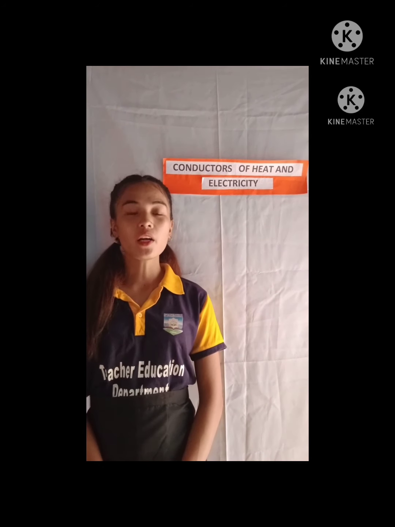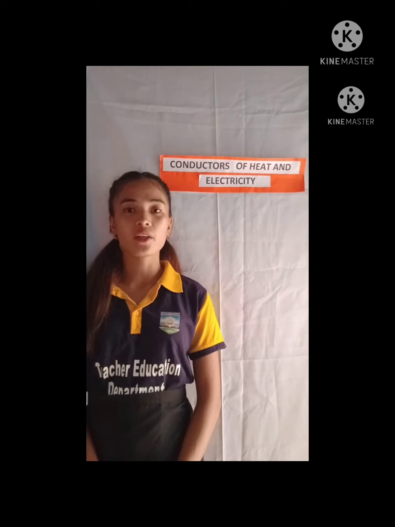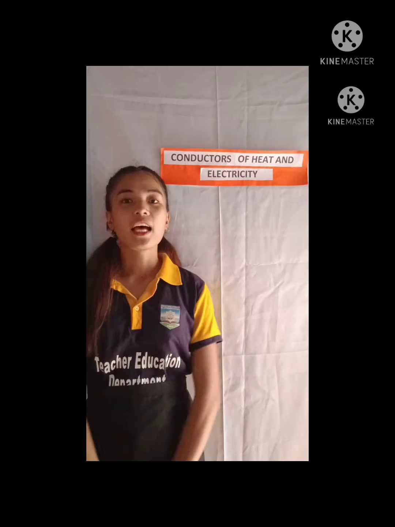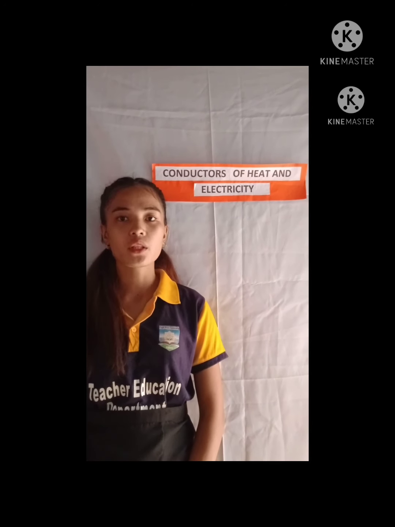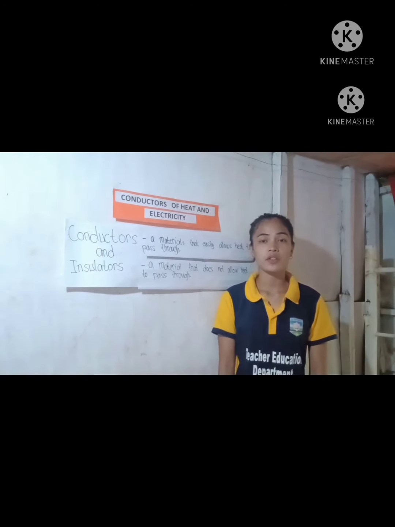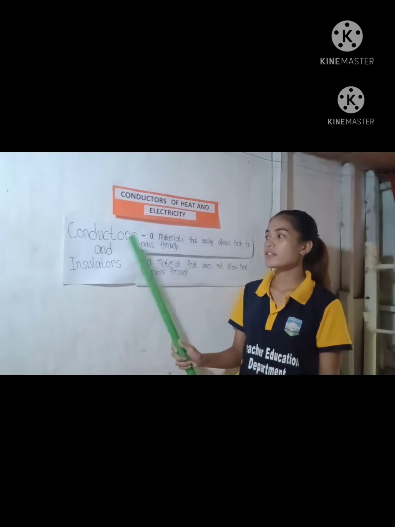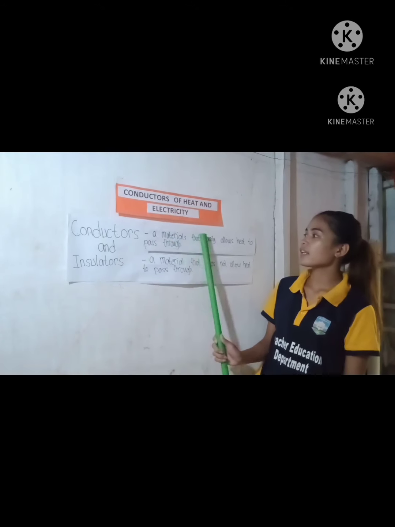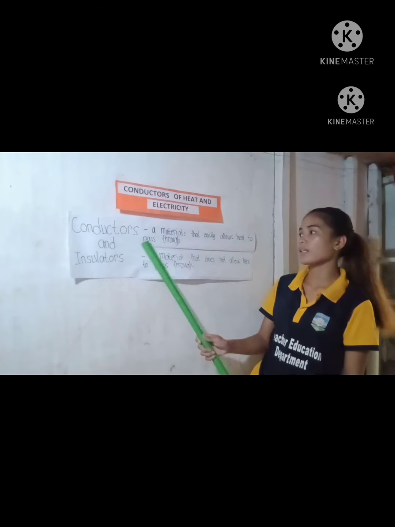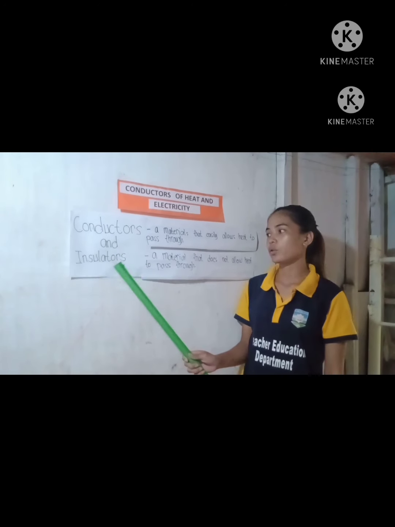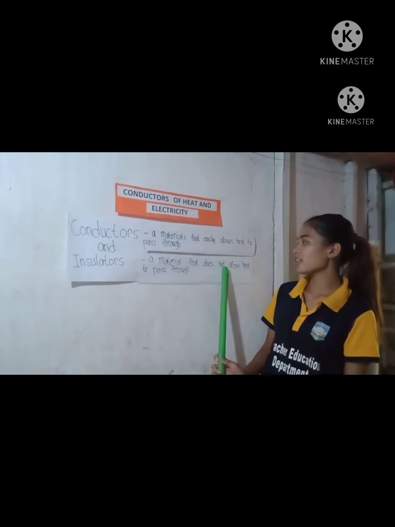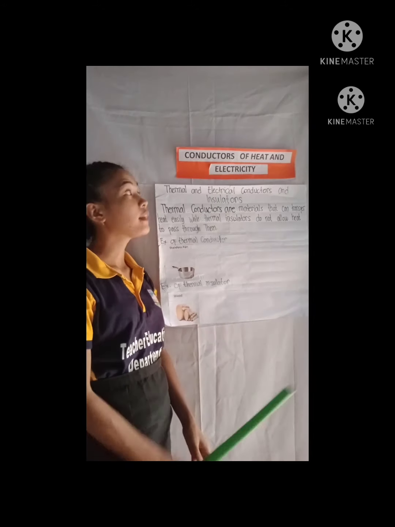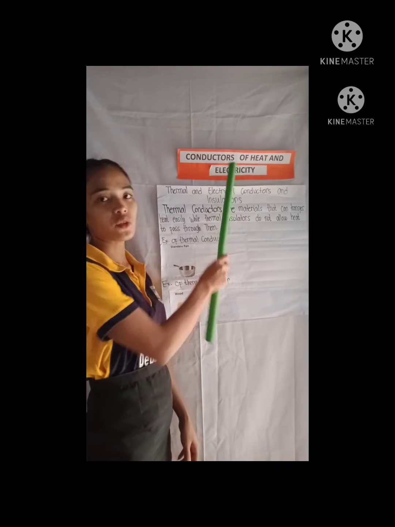But before we start our lesson, let us first have a review. What was our lesson last meeting? Very good, about the laws of motion. Before anything else, let us first have these words: conductors and insulators. When we say conductors, a material that easily allows heat to pass through. And when we say insulators, a material that does not allow heat to pass through. Today, we are going to talk about the conductors of heat and electricity.